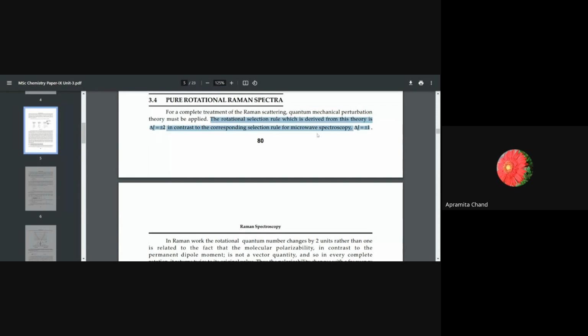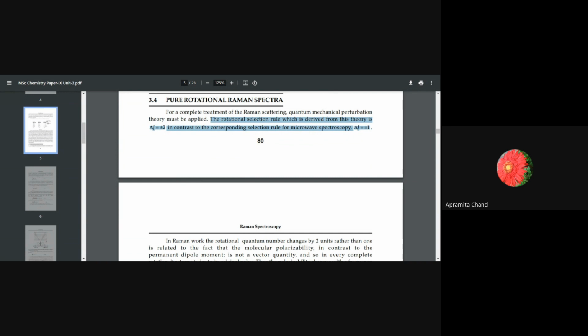For microwave spectroscopy, usually the selection rule here is delta J is equal to plus or minus 1. Like you had seen in IR, that was also plus or minus 1: delta nu is equal to plus or minus 1. For microwave spectroscopy, the quantum number that is being changed is delta J, and that is equal to plus or minus 1 for microwave or rotational spectroscopy.